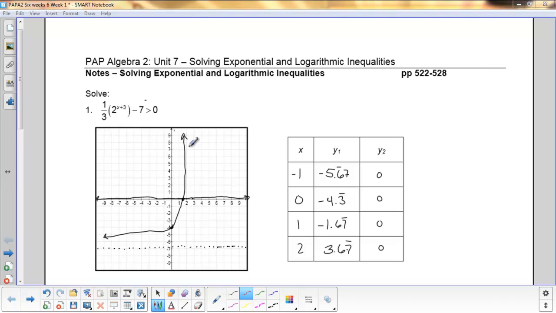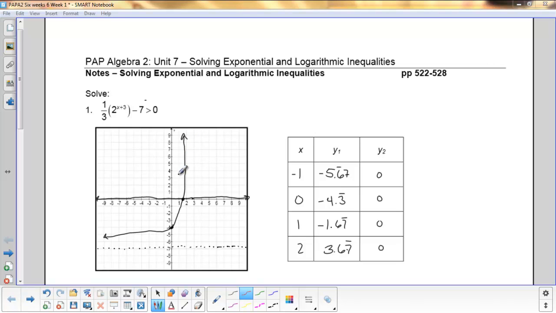Okay, we're switching gears just a little bit, going on to solving exponential and logarithmic inequalities. Today's focus is going to be on the graphing portion, and tomorrow's focus is going to be more on the algebra portion. I've preloaded all of the graphs for you just to make the video a little bit shorter.